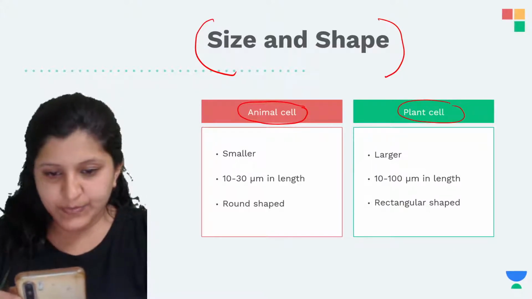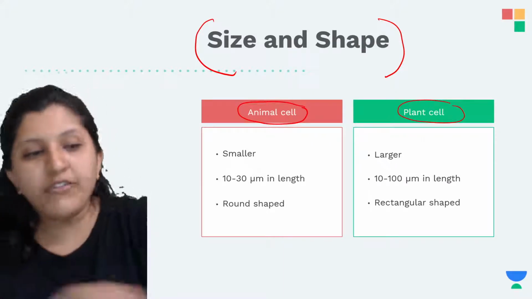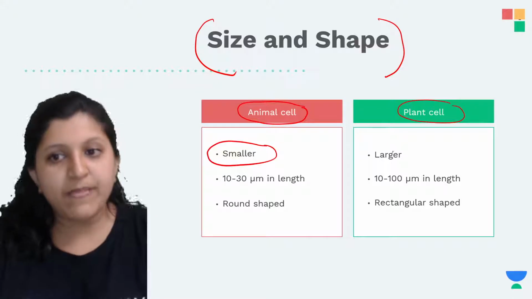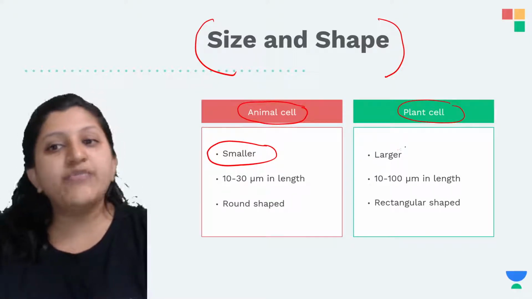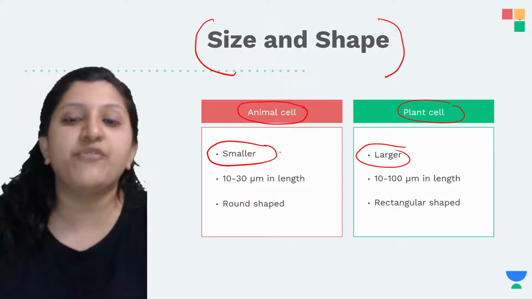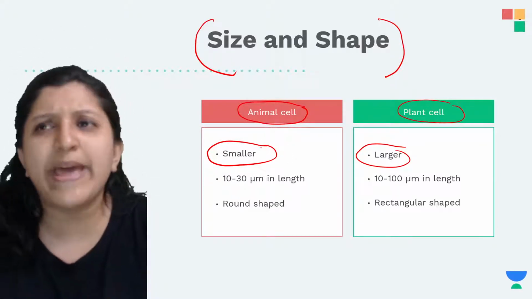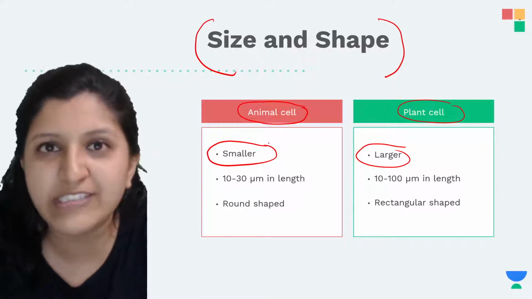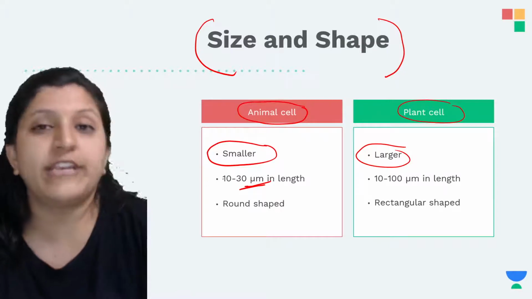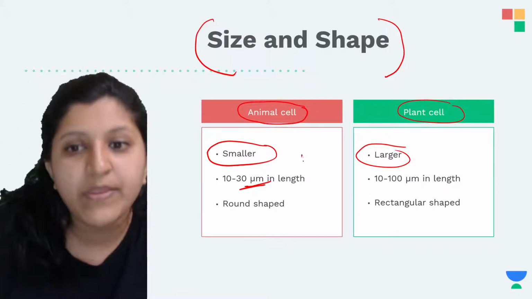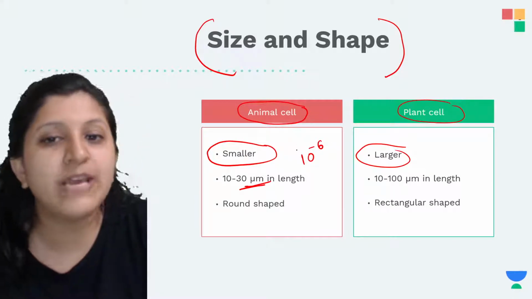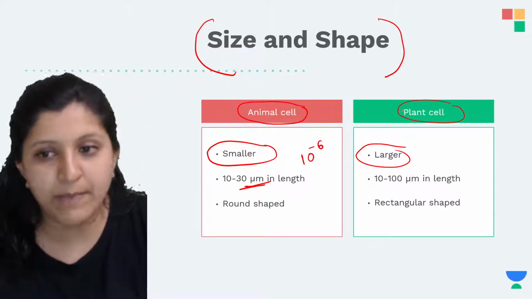All right, so now with respect to animal cells, these are smaller, and plant cells we can find are larger. Rectangular cells you can find in plants, while somewhat spherical or oval cells you can find in animals. So what is a micrometer? 10 to 30 micrometer is written. That means 10 power minus 6, so 10 into 10 power minus 6 or 30 into 10 power minus 6.